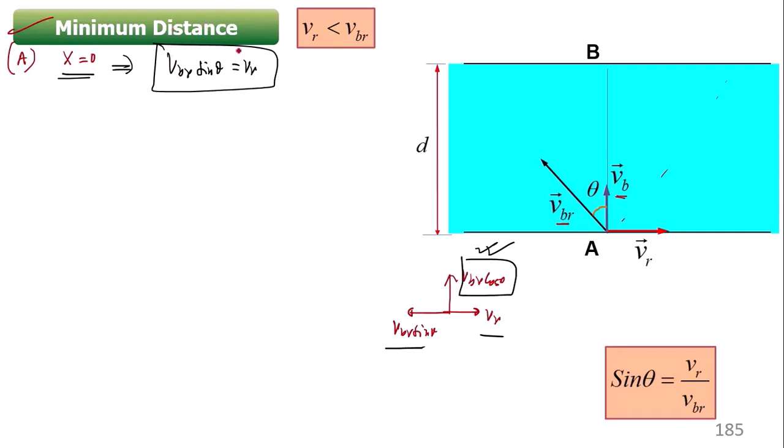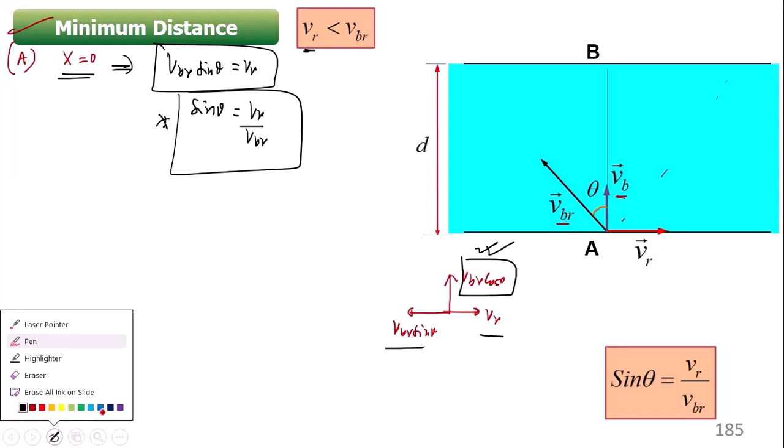No horizontal component left means sin theta is equal to VR by VBR. If you apply this concept, sin theta equals VR by VBR, then only you can get the minimum distance. And that can only be applicable when VR is less than VBR. Why? If VR is more than VBR, then sin theta is greater than 1, and sin theta can never be greater than 1. That's why it's called category A to calculate the minimum distance.